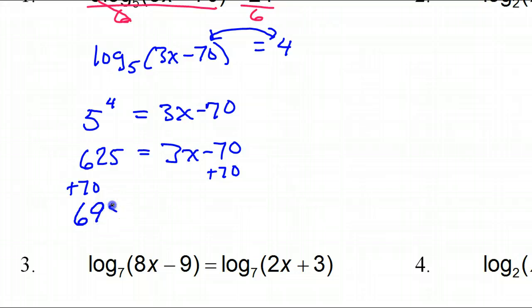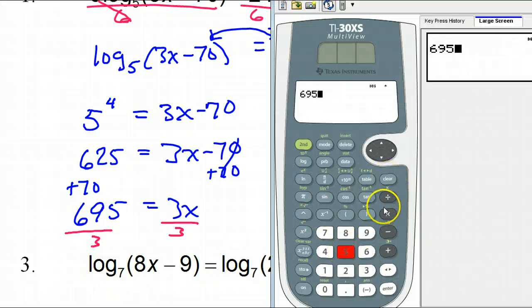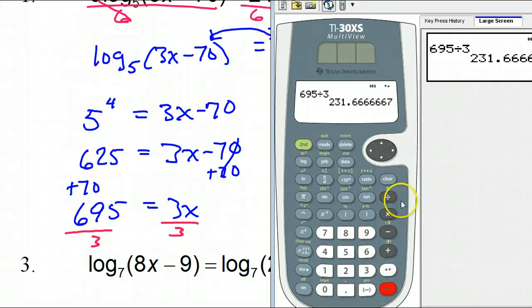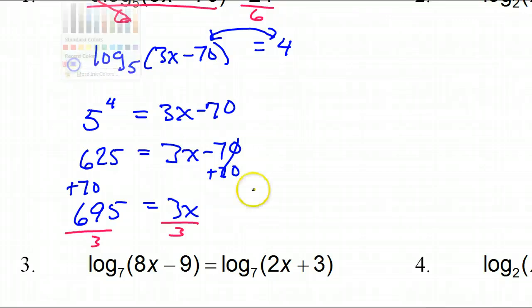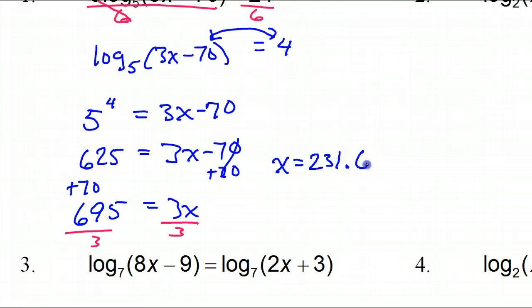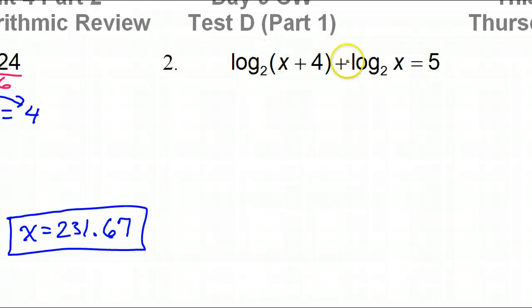695 is equal to 3x. Of course, now we divide by 3. Okay, and you can give me the nearest hundredth, so this will be 231.67. Okay, that was problem number one. Problem number two.